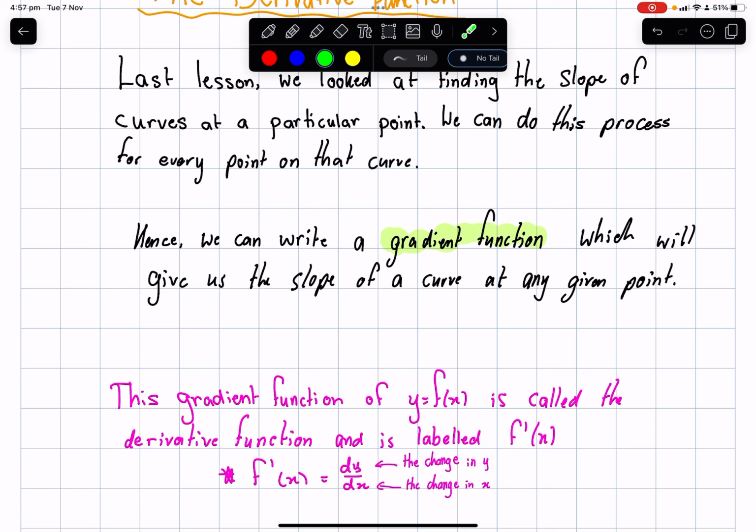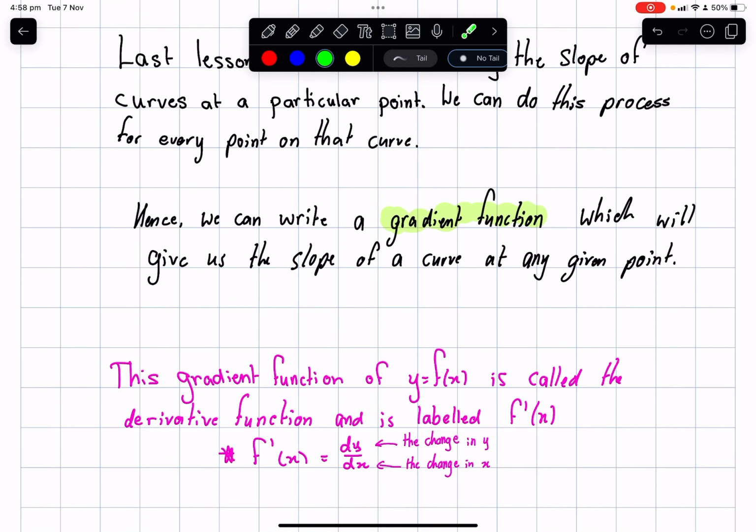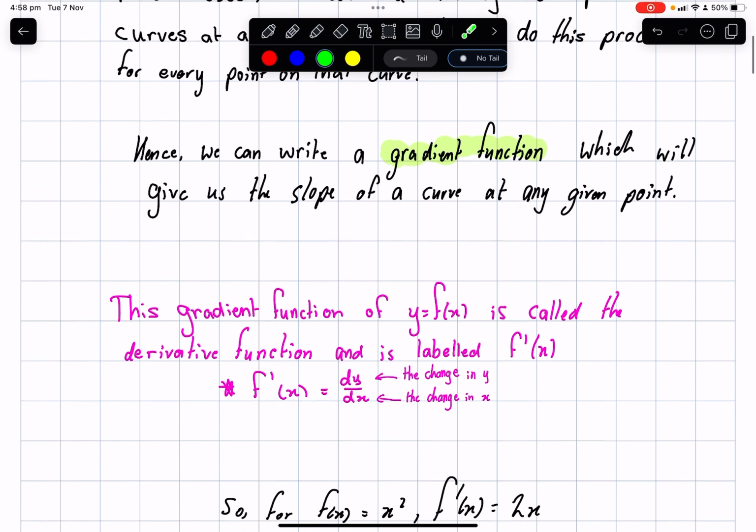Now typically, if my function is in terms of f of x, I use f dash of x. But if my function's given to me in terms of y, I typically use dy by dx. But just know they mean the exact same thing. Now you're probably wondering, how do we use it? Where do we get it from? So a little example of how to use it.